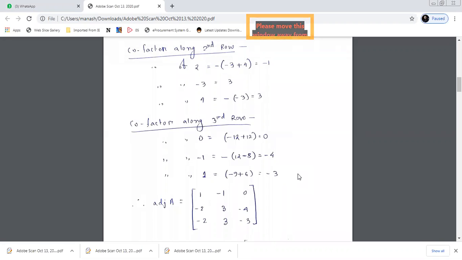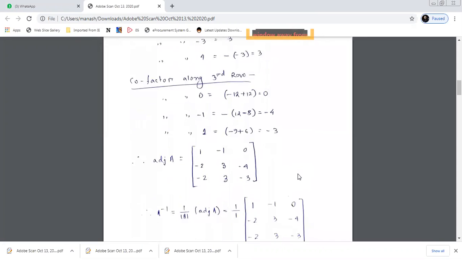Again, put the cofactor of second row in the second column. Again, put the cofactor of third row in the third column. So this is your adjoint of A. Clear?